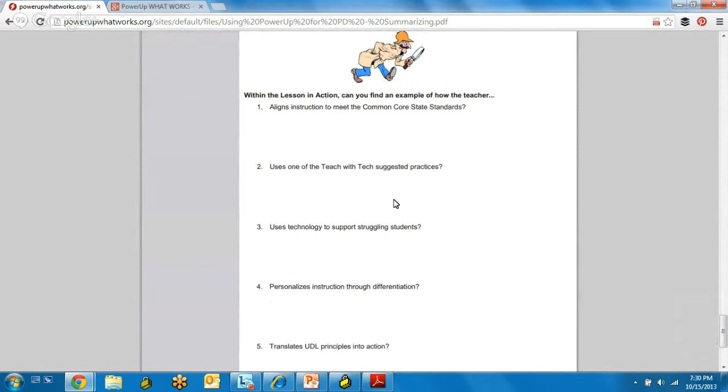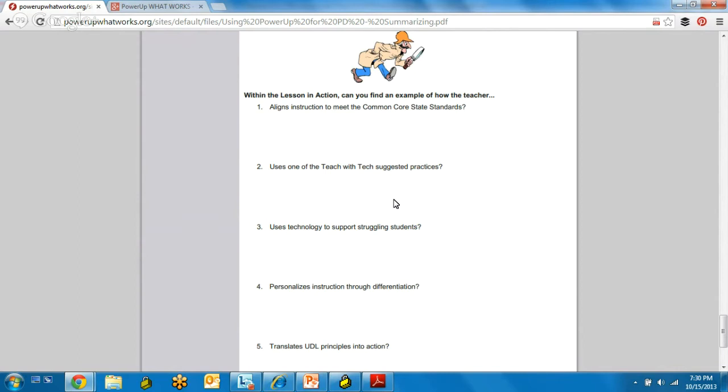How did that lesson align to the Common Core? How did the teacher use any of the Teach with Tech suggested practices? Where in this story was the teacher using technology to support struggling students? How did the teacher personalize instruction through differentiation? And in what ways did we see principles of universal design for learning translated into action? Throughout our Teach with Tech, we always have links to UDL suggestions.